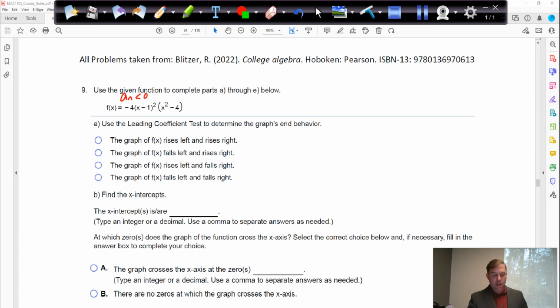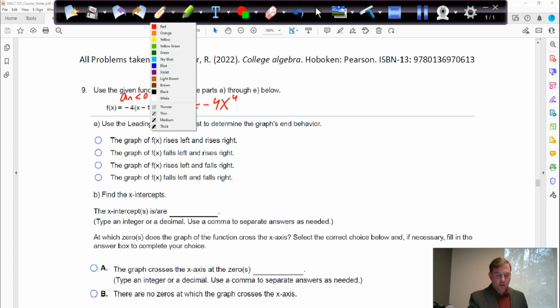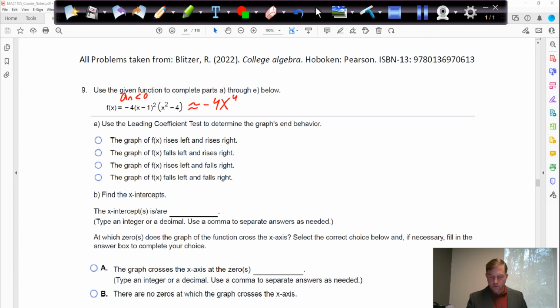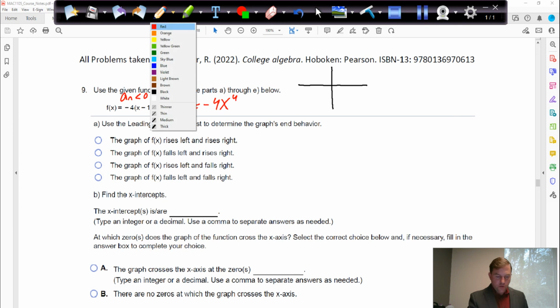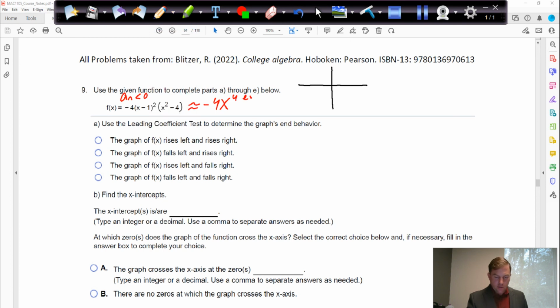But now count how many X's. You have x squared and x squared. So you're going to get out of this something minus 4 in front, x to the 4th. And so if you go back to one of the first drawings we did, if you have an even power with a negative coefficient, it's a bowl that points down. So this thing should fall to the left, fall to the right. So that's what we expect for the end behavior. And that's going to answer the first question. So the graph falls left and falls right.